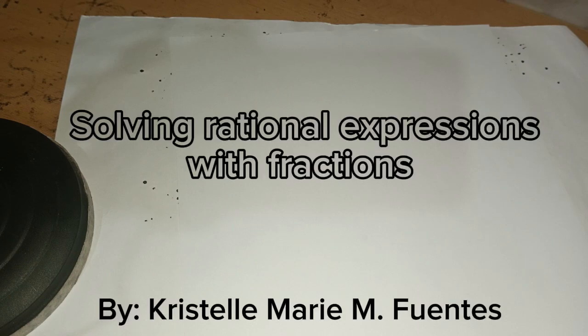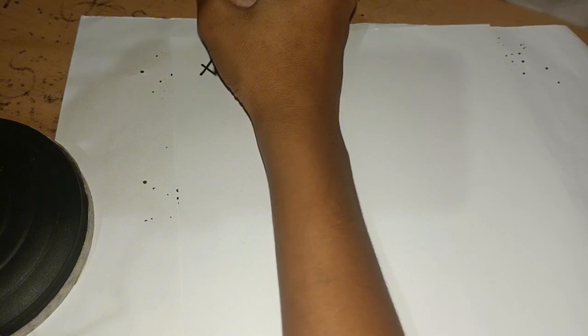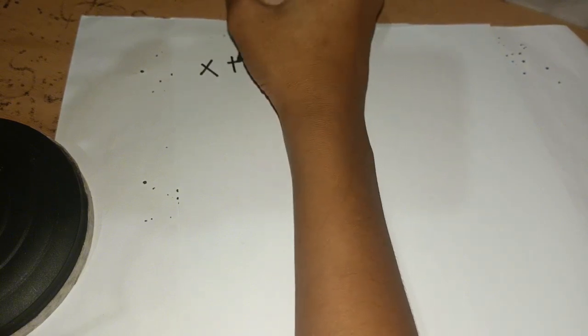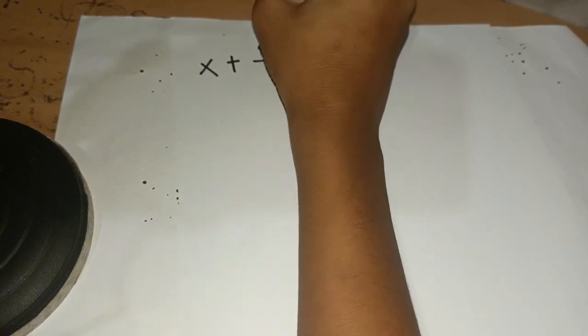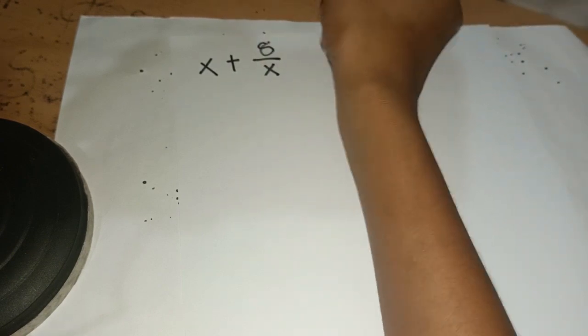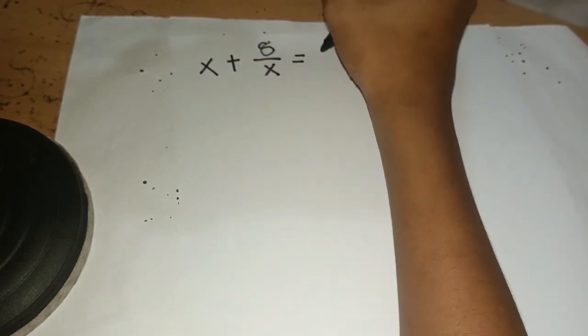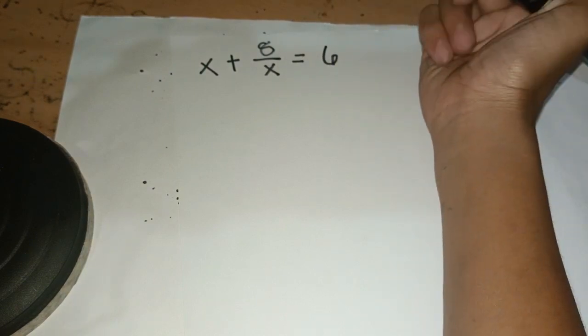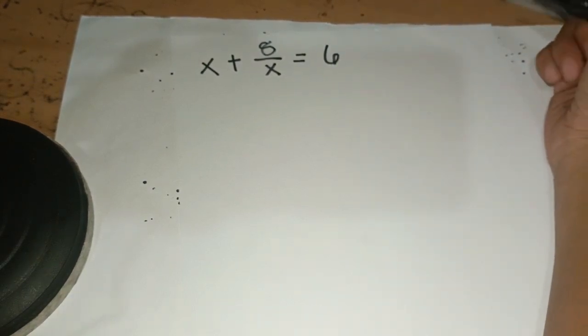In this lesson, we are going to focus on solving rational equations with fractions. So let's start with an example. Let's say we have x plus 8 over x equals 6. How would you solve this equation?